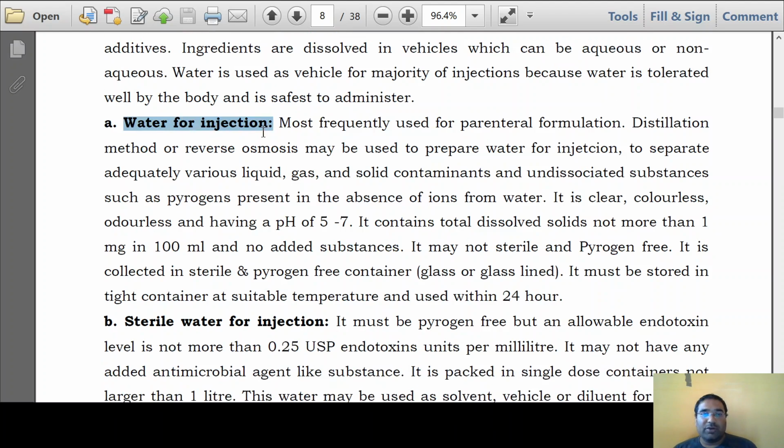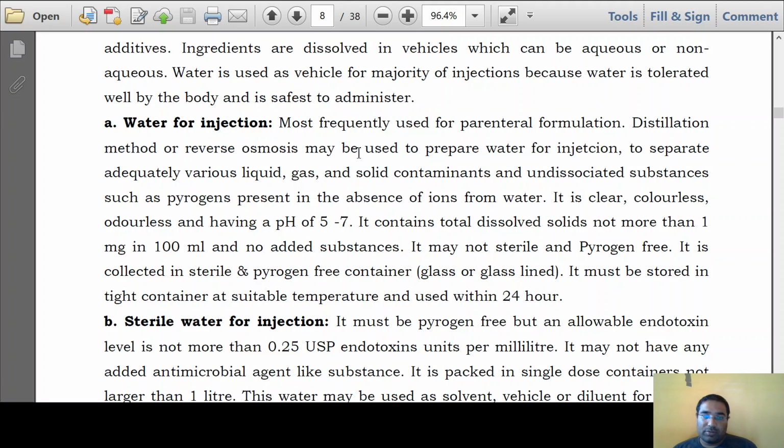The first one is water for injection, most frequently used for parenteral formulation. The distillation method or reverse osmosis may be used for preparation of water for injection. Distillation and reverse osmosis, as you might have already studied, are the methods which are used for the preparation of water for injection.